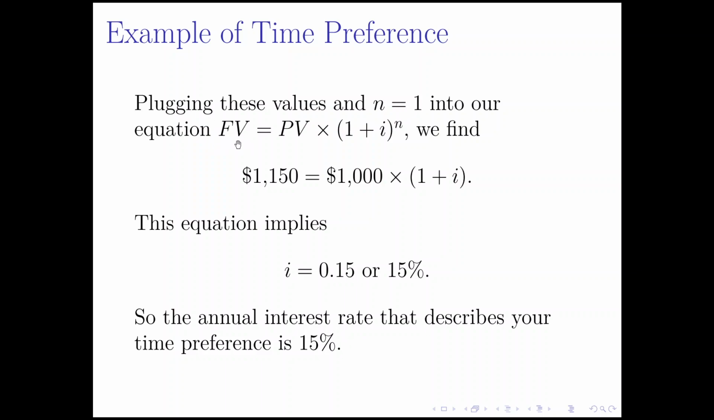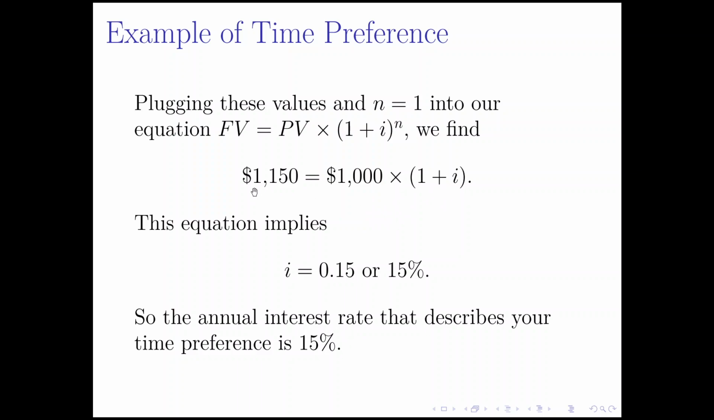So plugging that into our equation, again, here it is: future value equals present value times 1 plus the interest rate to the nth power. Well, we find the future value is $1,150. The present value is $1,000. And we're solving for I, so we have 1 plus I, and again, it's just one period, so n is 1, so it just kind of disappeared, right? Because anything to the first power is just itself, so we can essentially get rid of the n equals 1.